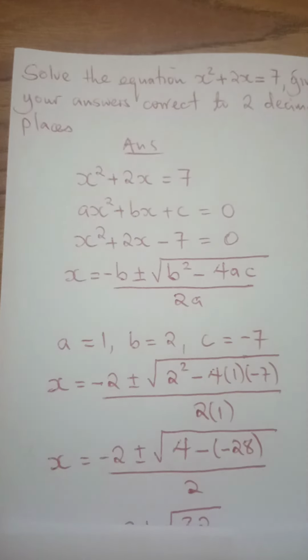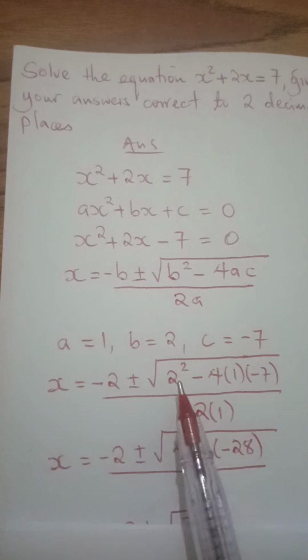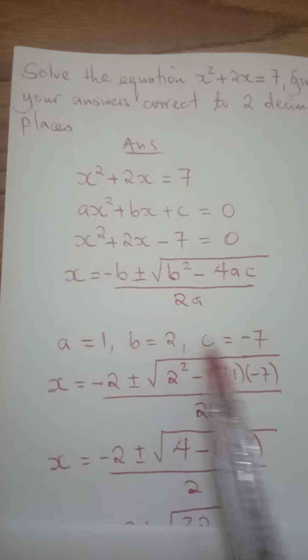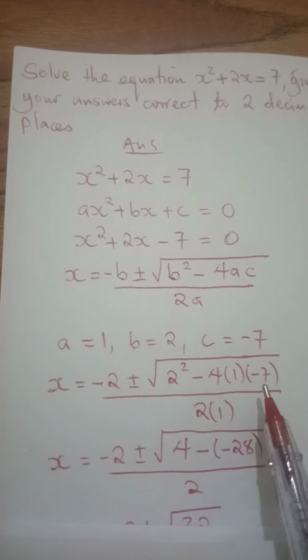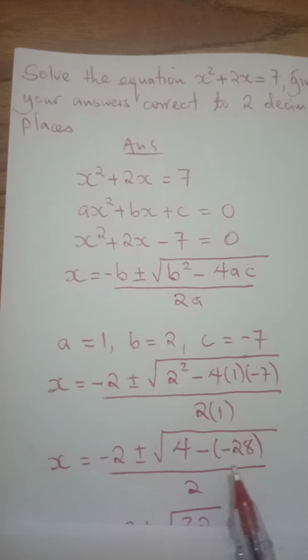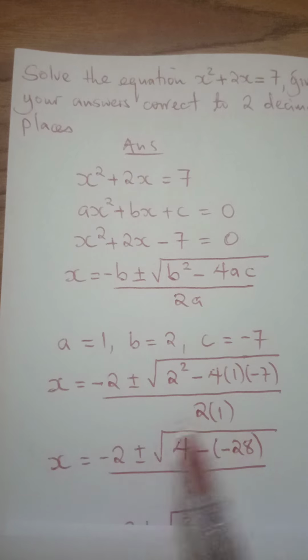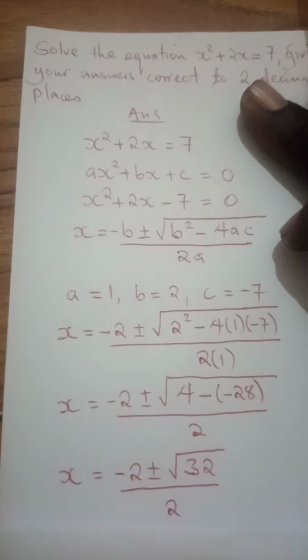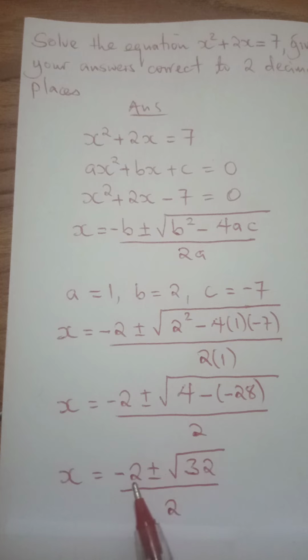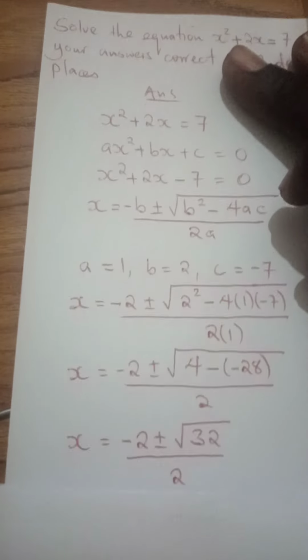From there, we try to simplify it a bit. So we have x is equal to negative 2 plus or minus. Here where we have 2 squared, if we square the 2, it gives us the 4, minus 4 times 1 times negative 7. It gives us negative 28. So practically here we are talking about 4 minus negative 28 as just being the sum. So we'll add these two, and if we add, we are getting 32. So it comes to negative 2 plus or minus the square root of 32 over 2.